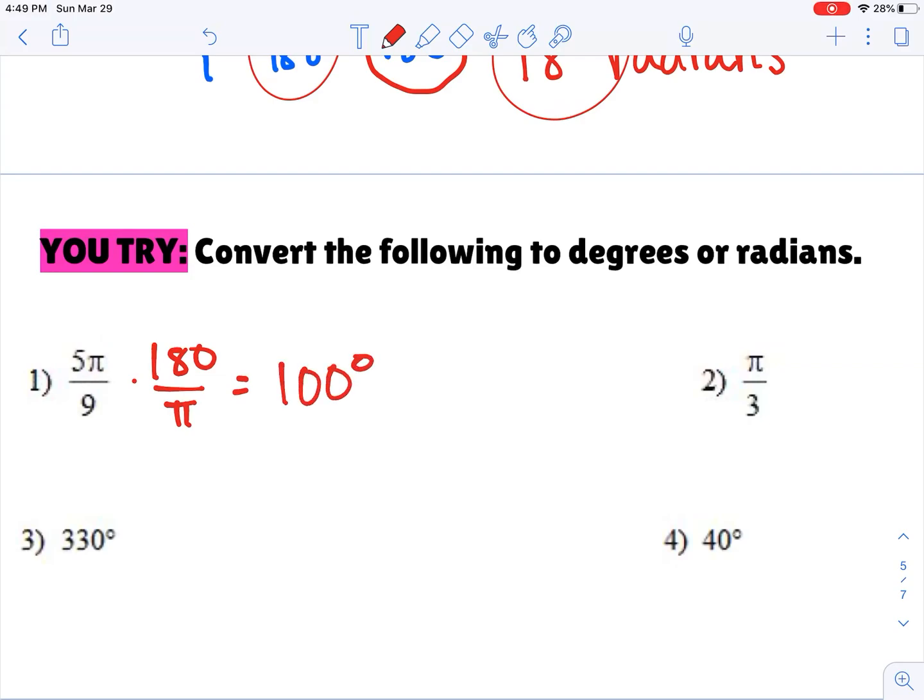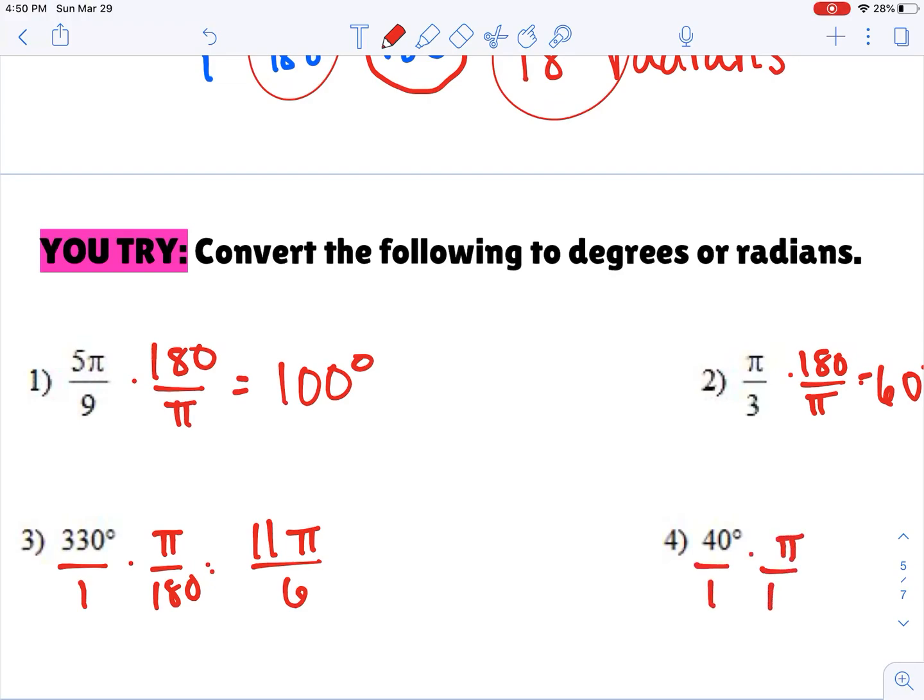So the first one should be 100. The next one should be 60. This should be 11 pi over 6. And this last one should be 2 pi over 9. And there you have it, converting degrees to radians and radians to degrees.